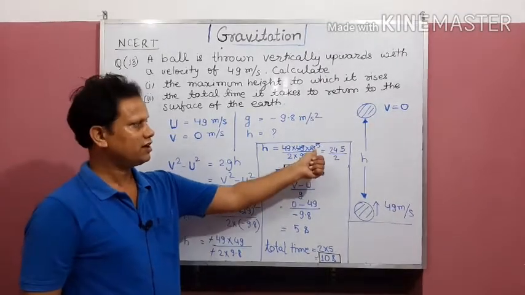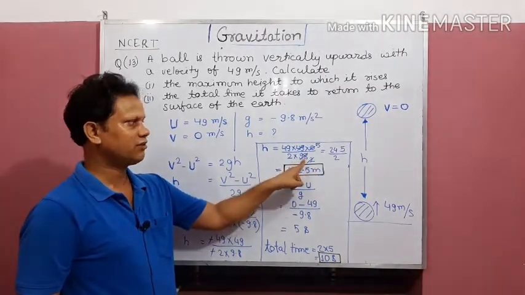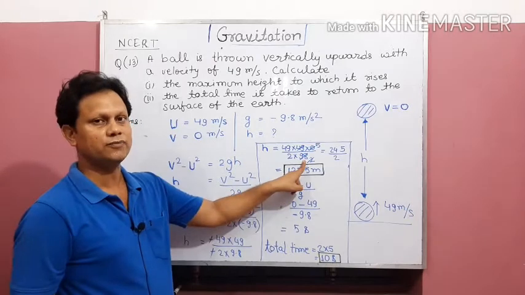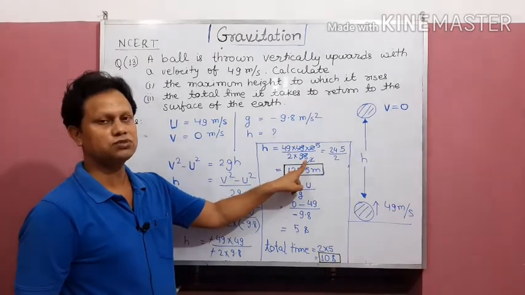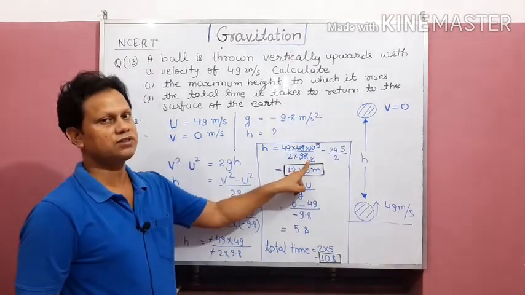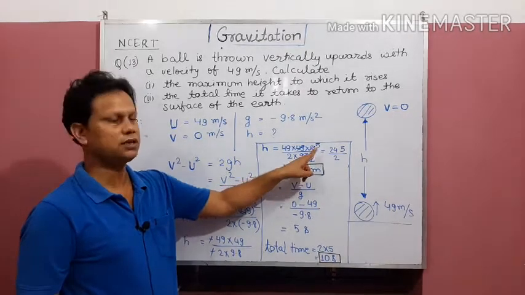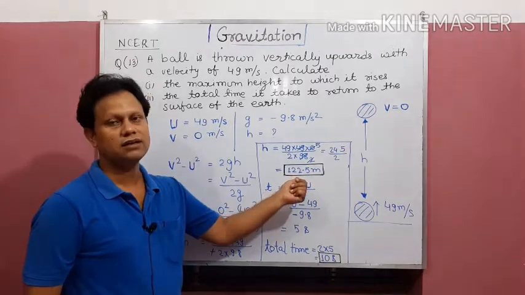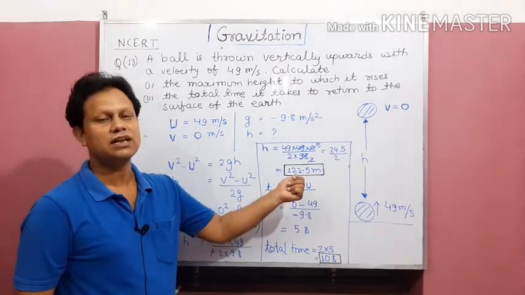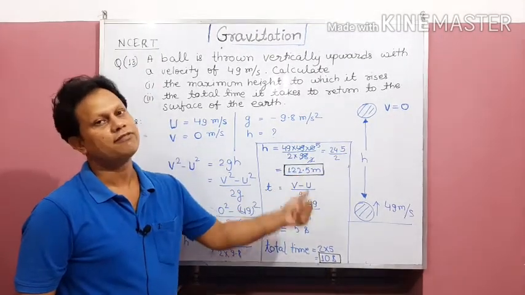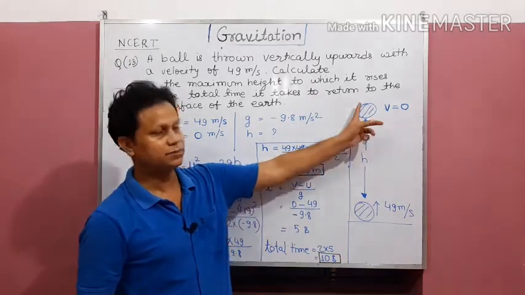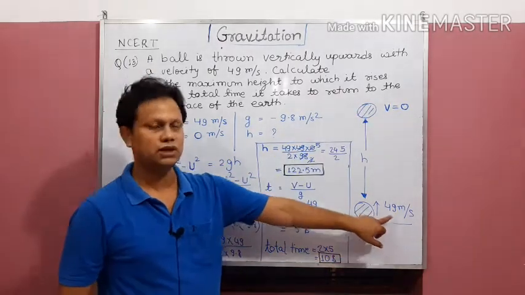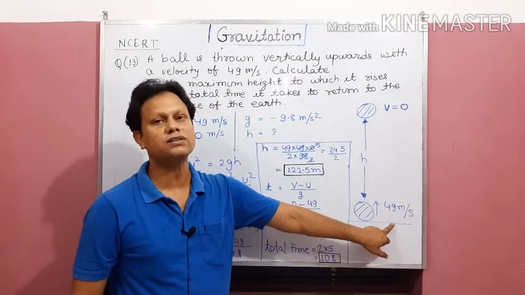Now when you calculate it, the 10 has come because I have taken away the decimal point here. There is one decimal place, so replacing it with 10, I have substituted 10 here. Now when we calculate, we get 245 by 2, and finally the height attained by the object is 122.5 meter. So this much height has been attained by the object when it is thrown with a speed of 49 meter per second.